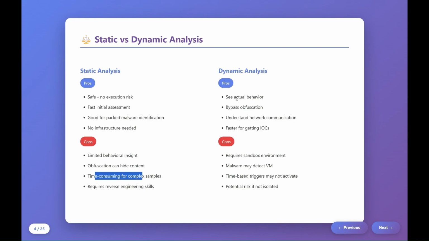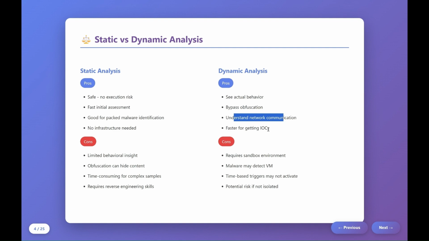And what are the pros? So the pros of dynamic analysis are: you see the malware's actual behavior, it easily bypasses obfuscation because the malware has to reveal everything, and it helps understand network communication, callbacks, and command and control traffic. So it is great for quickly extracting IOCs like domains, file paths, registry keys, and all.